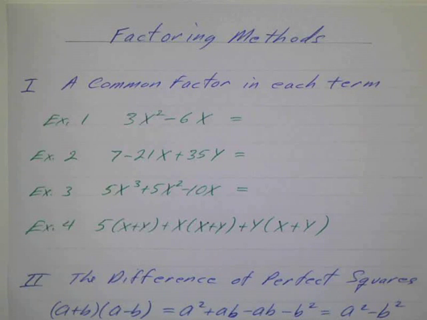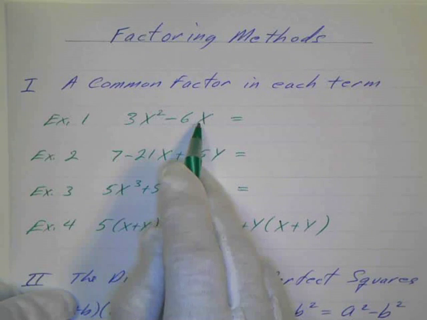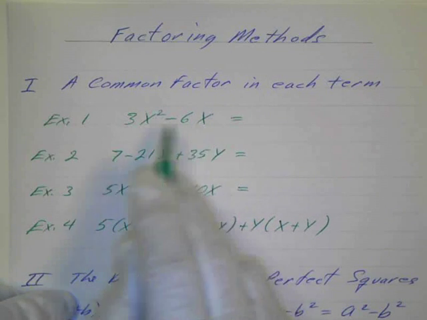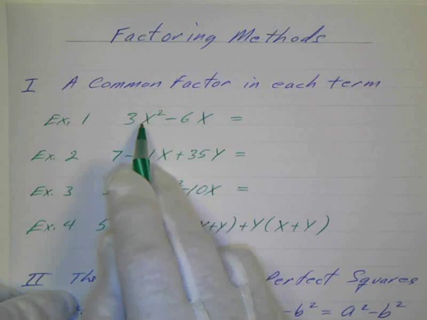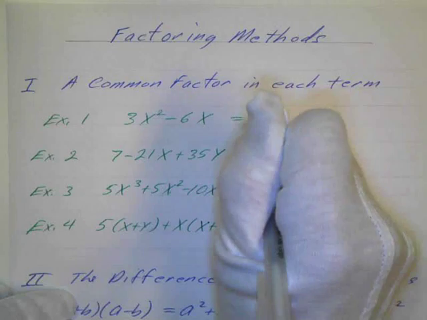What you do is you take a look at this, and first of all, how many terms do we have? Well, I've got 2 terms. Do I have a common factor in each term? Well, there's a 3 in both terms, and there's also an x, so I can factor out a 3 and 1x. So I'll take out a 3x.